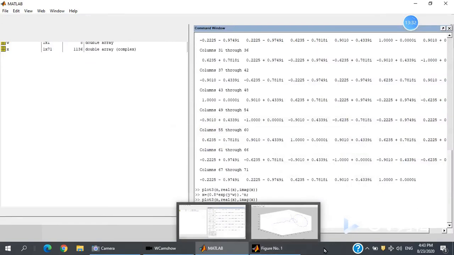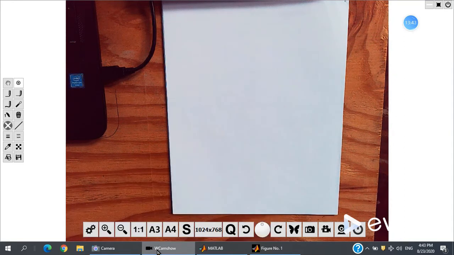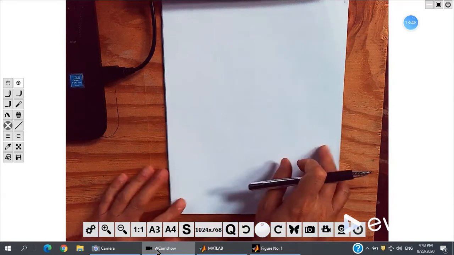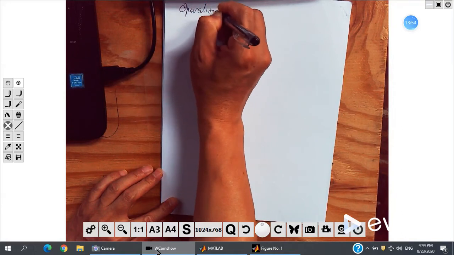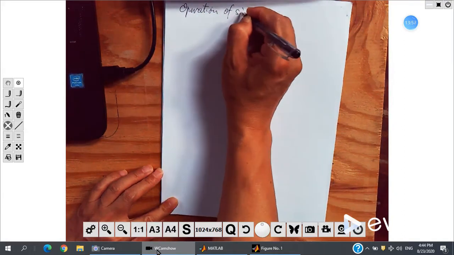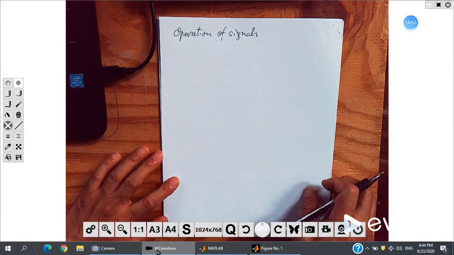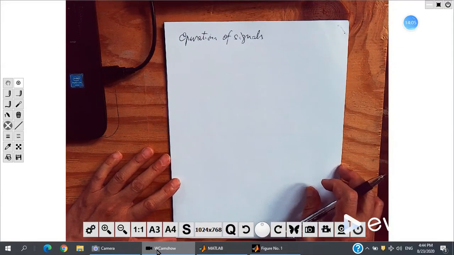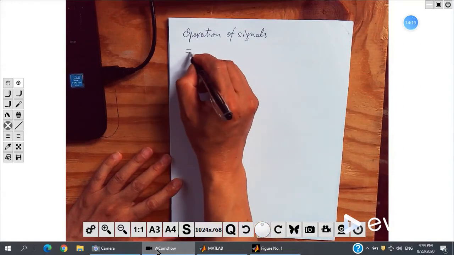Okay. Then we consider another thing, which is operation of signals. If we have several signals or one signal, we can make some change, then we can have a new signal. I use an example to explain it.